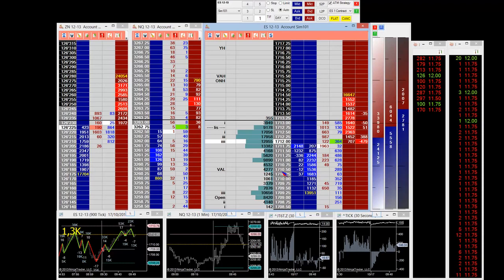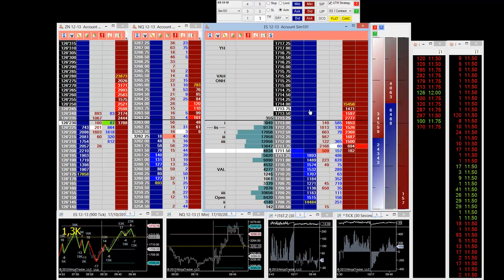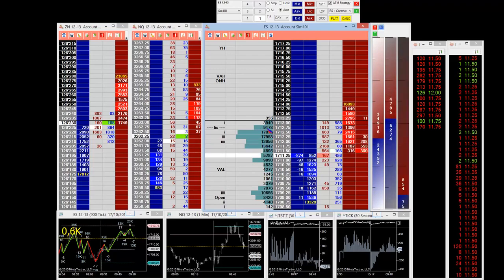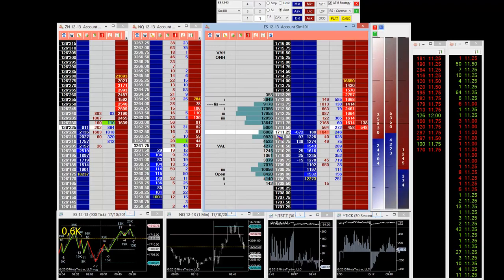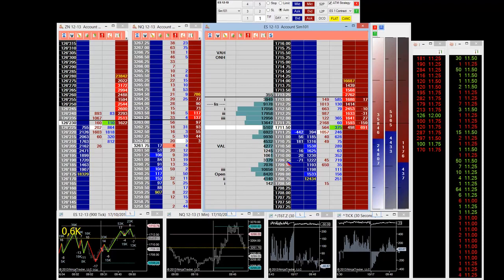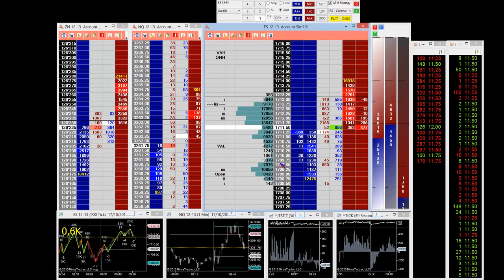Now, the other thing about these thick areas on the volume profile: when the market gets to a thick area, so if we move down now to 1709.25, it's a little bit thicker down there, we can reasonably expect the move from 1711.50 down to 1709.75 to be fairly rapid, and then for it to slow down as it enters the thicker area below.